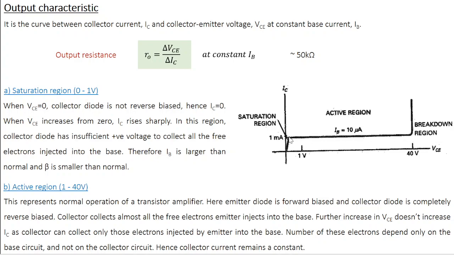Throughout the region, however much you change VCE, since the source electrons are controlled by the base circuit, the variation in VCE throughout the active region is not going to affect the collector current. As a result, IC remains a constant here. Finally, when you move on to breakdown, what happens?